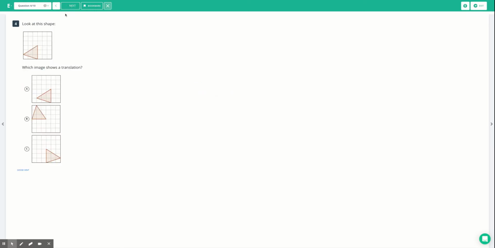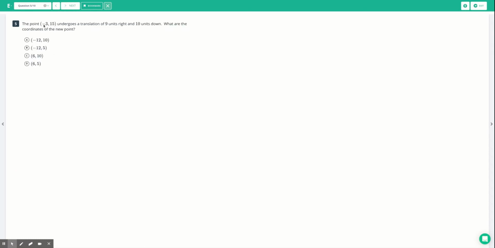Number 4. Look at the shape. Which image shows a translation? That's just no rotating, no flipping, just moving from one position to the next. It is going to be A. It is just shifting one space to the right. Here is definitely a rotation, and this one is a reflection, so those would not be the options.